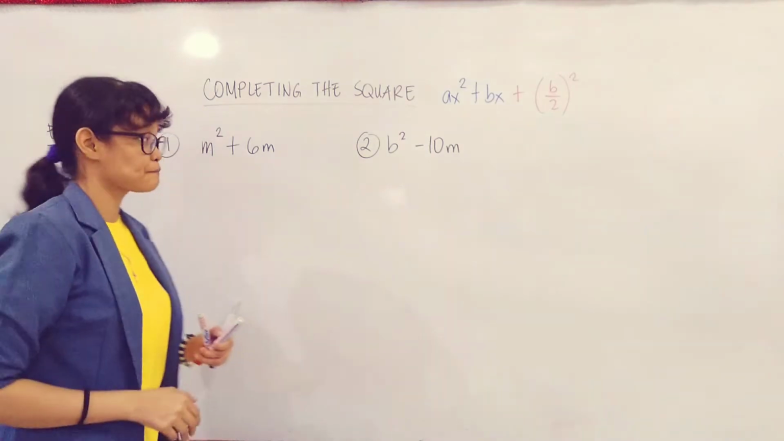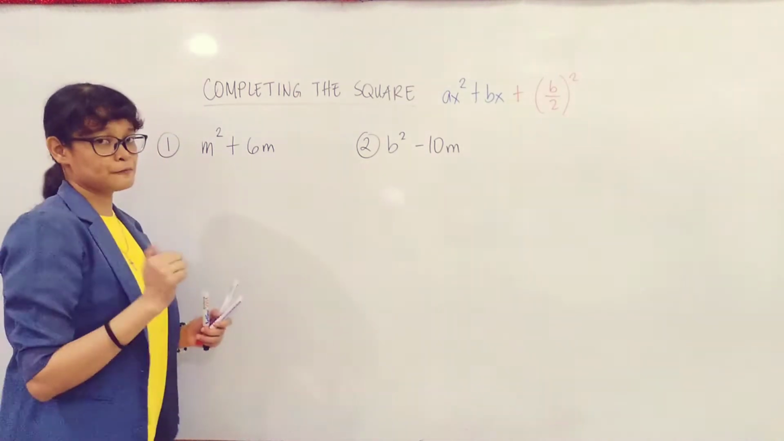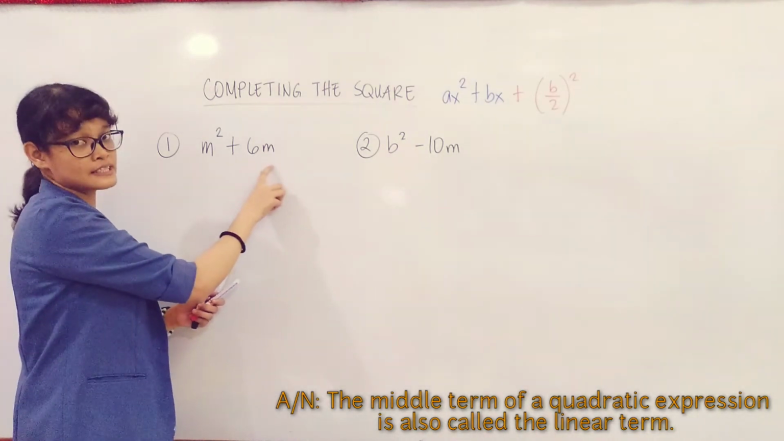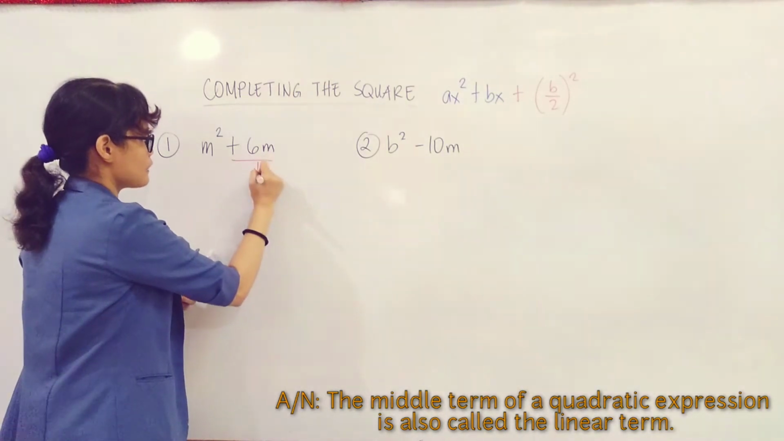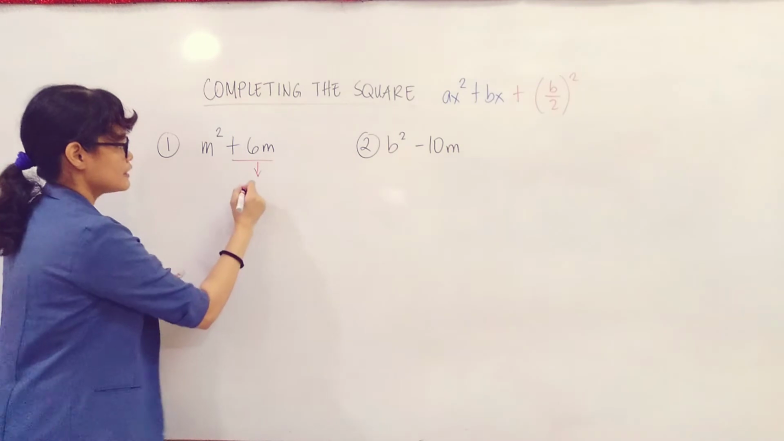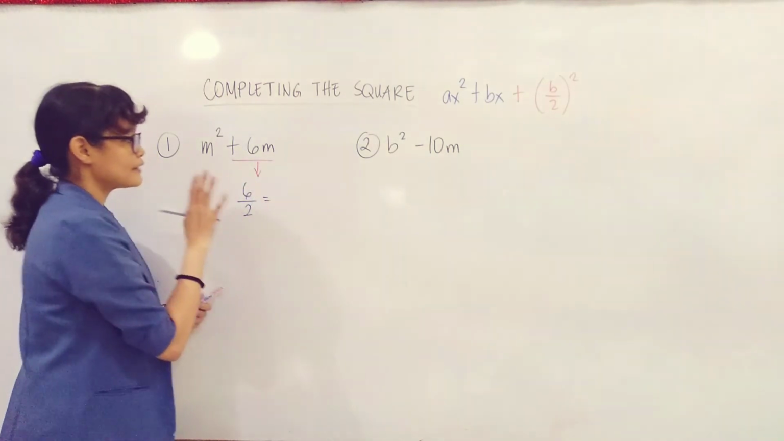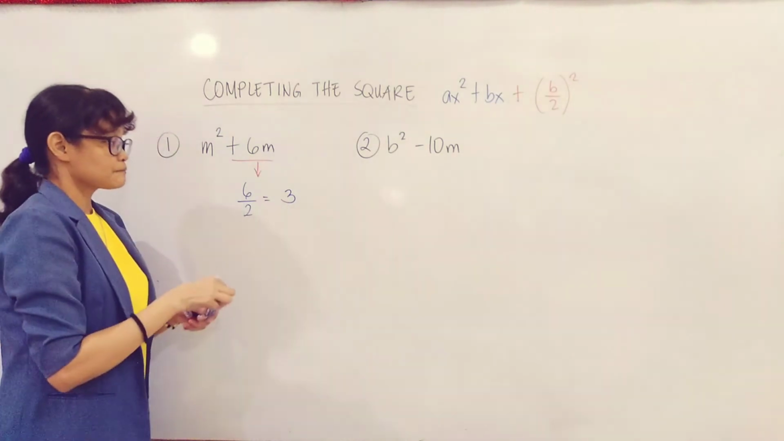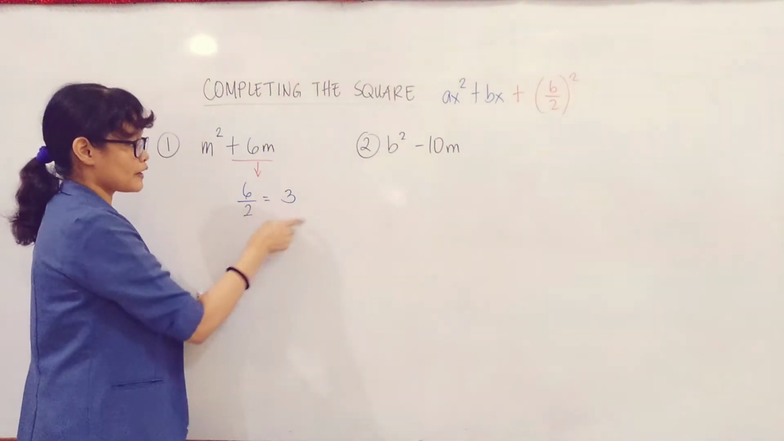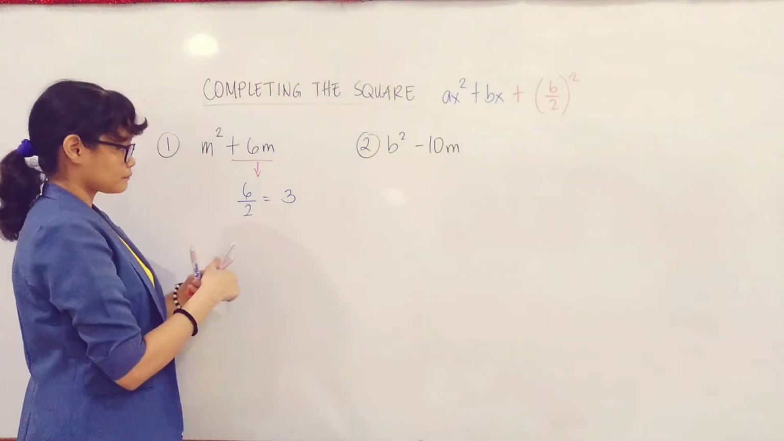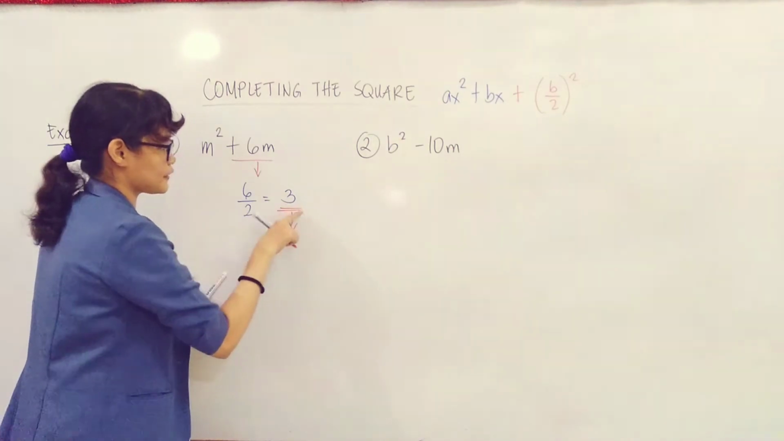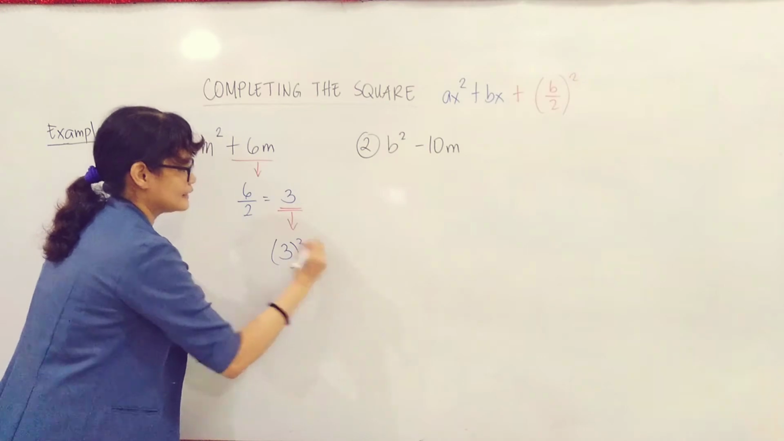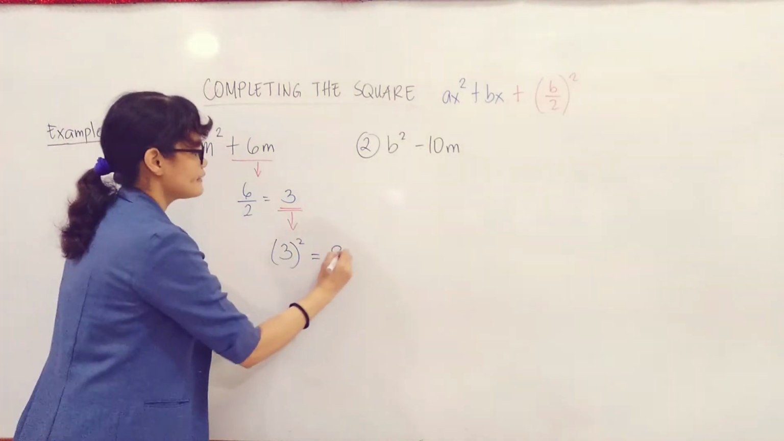Okay, so let's start. We have m squared plus 6m. So first step, get half of the middle term. And our middle term here is 6m. Alright? So get half of this. So you'll have 6 divided by 2. And 6 divided by 2 is 3. Next, step 2, you have to square the resulting number. So we are going to get the square of 3. So you have 3 squared. And 3 squared is equal to 9.